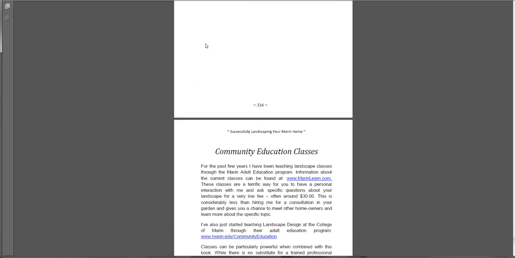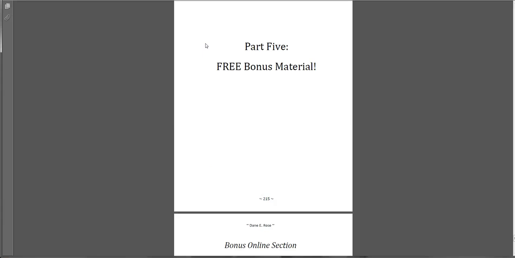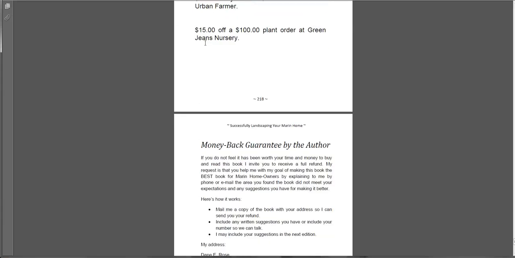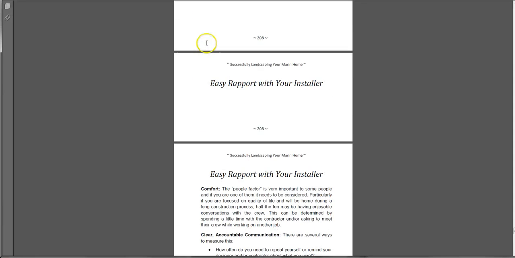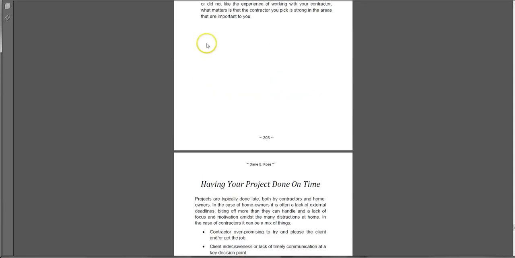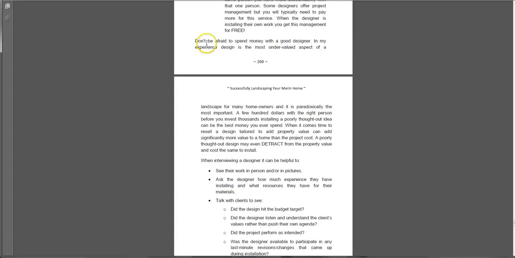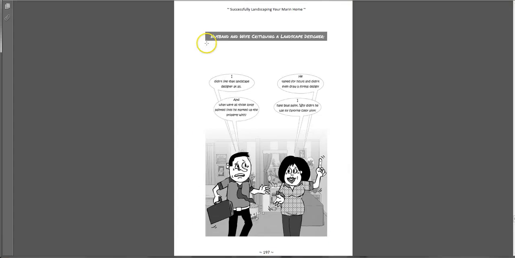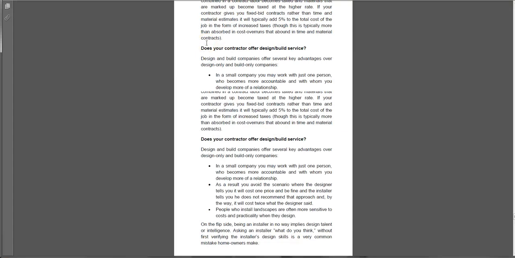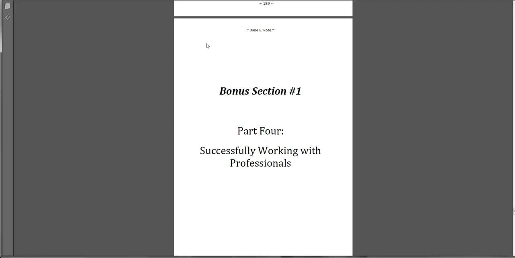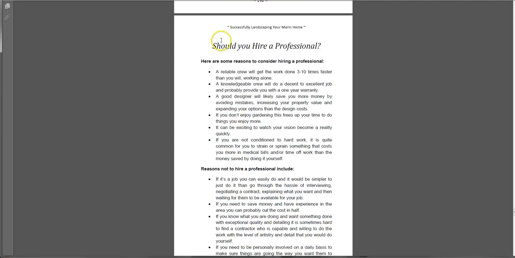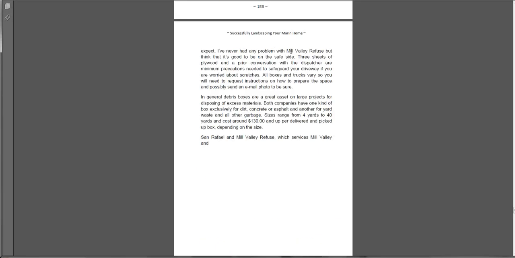Let's see where. There's a section in here on the different places that I use to buy materials and why. That's certainly helpful. I do encourage you to read these things about should you hire a professional and pros and cons of hiring a professional, etc.